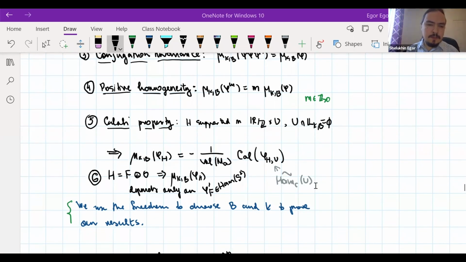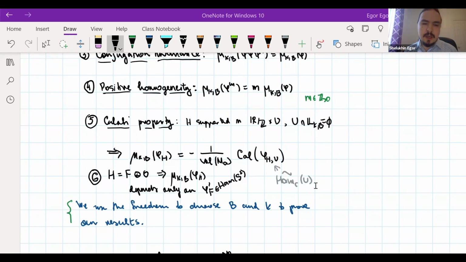And finally, if a Hamiltonian H is given as F plus 0, with respect to the splitting of MA into S2 and S2 of twice A, so it depends only on the S2 coordinate of area 1, then mu KB of phi H in fact depends only on the time 1 map of the Hamiltonian flow of F in Ham S2.